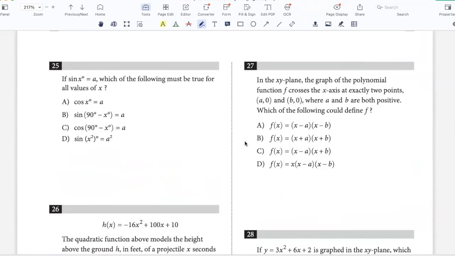If sin x is a, which of the following must be true? If sin x is a, then cos(90 minus x) is also a, right? This is an identity for acute angles. Let's say this is x, then this would be 90 minus x. So if sin x is a, then it would be opposite over hypotenuse. And cos(90 minus x) would also be a because that would be base over hypotenuse for this angle. So cos(90 minus x) is also a.